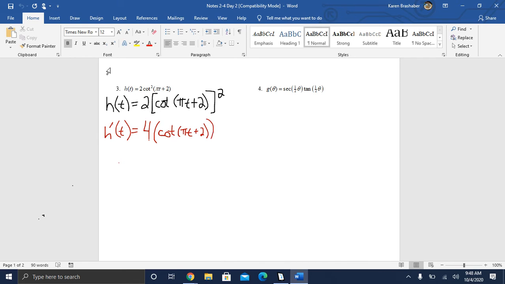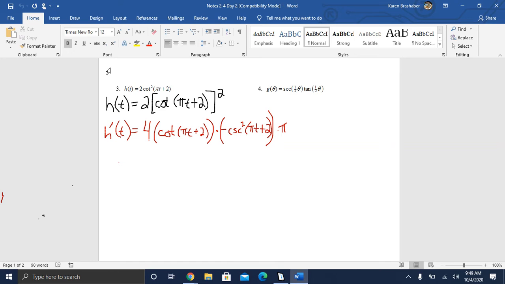Then we want to do the derivative of the inside. So the derivative of cotangent is negative cosecant squared of the angle, pi t plus 2. And then finally, we're going to multiply by the derivative of the angle. And the derivative of pi t plus 2 is pi. So you can see that this is quite a long chain.